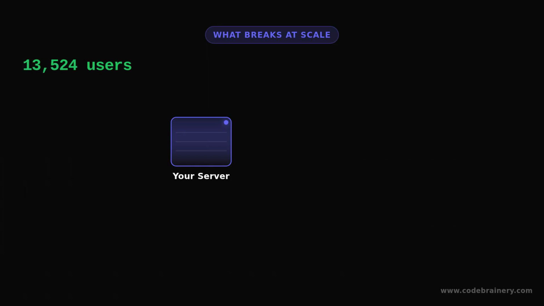Let's look at what's actually happening inside the server. Every server has finite resources. CPU, how much computation it can do per second. Memory, how much state it can hold at once. Network bandwidth, how much data it can move in and out. Each request consumes some of each. When requests come in faster than the server can finish them, they start queuing up.